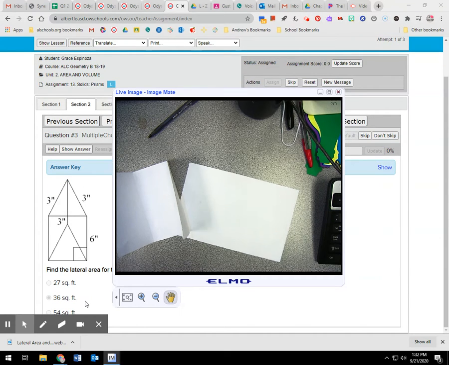Sorry, square feet. Wait, that's actually wrong. This symbol here, the 2 little dashes, that means inches. And then they put feet down here. Somebody screwed up at Odyssey. It should be 54 though, regardless of the unit.